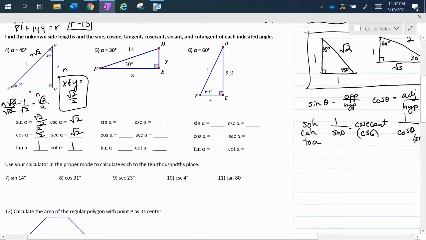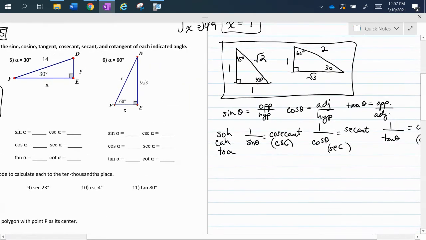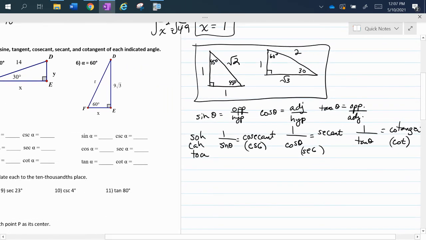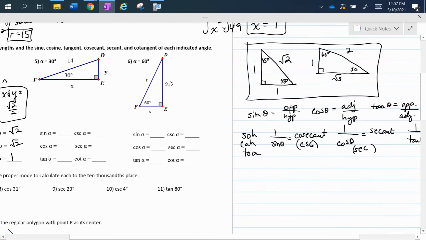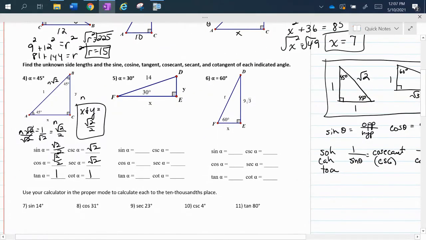Okay, now we can do number 5. We can do our 30, 60, 90 triangle. We remember the 30, 60, 90 triangle. If our angle is 30 degrees, we can use this triangle here. We can use that for sine, cosine, and tangent, but we need to find our missing sides.